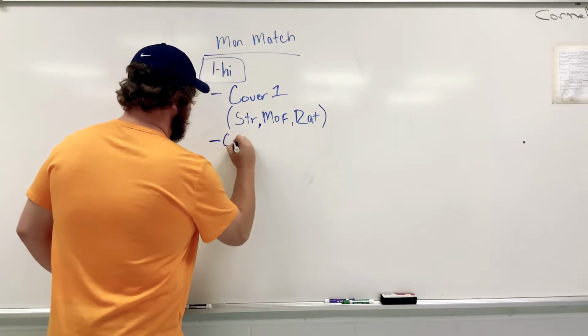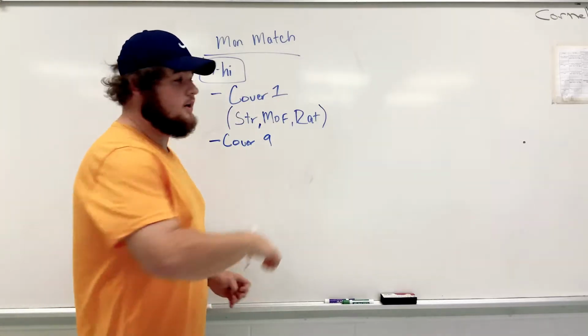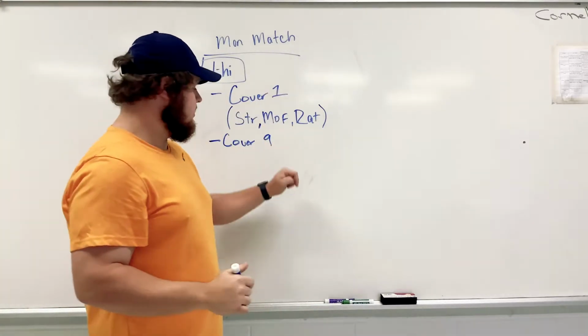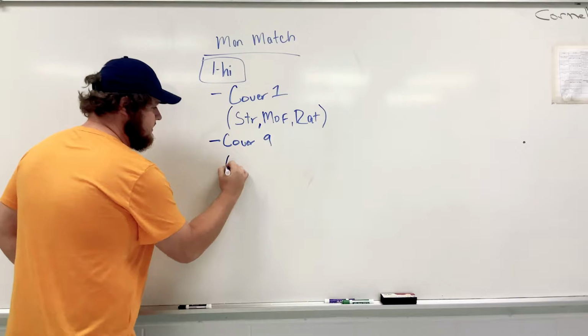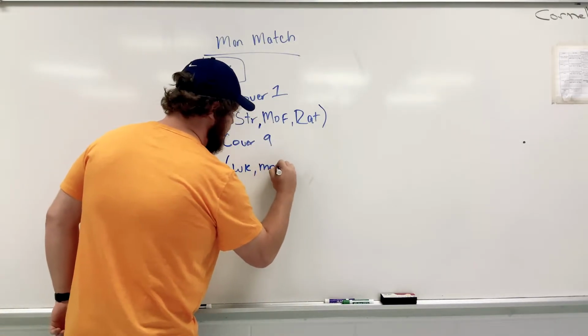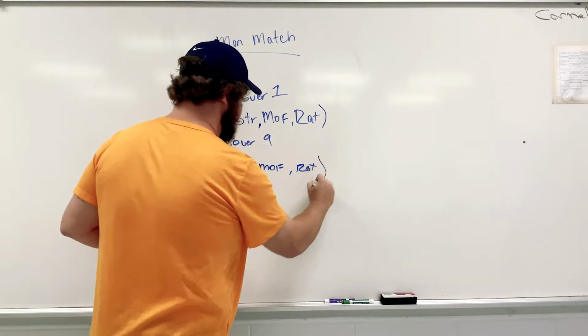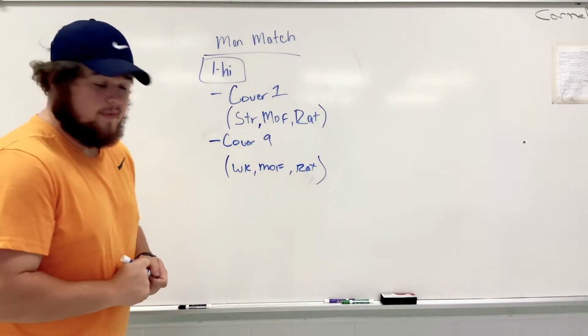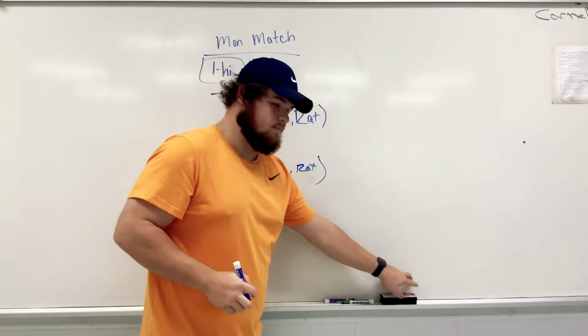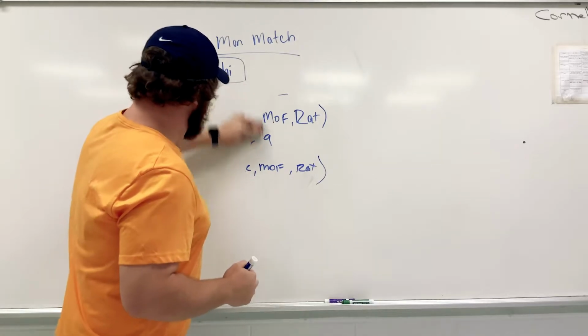All right, so then we got cover 9, and if you can notice the pattern, cover 0 was that, cover 90 was the opposite of it. So same thing here. So we have a weak rotation. All right, we have a middle of the field player, and we have a rat so that we can play man match coverages. All right, that is all the man match coverages that we have that are one high.